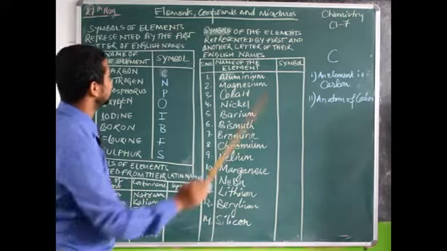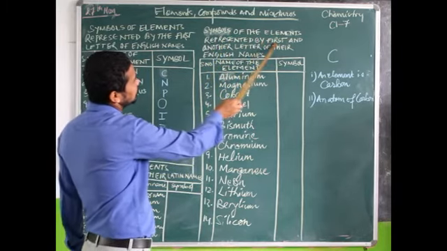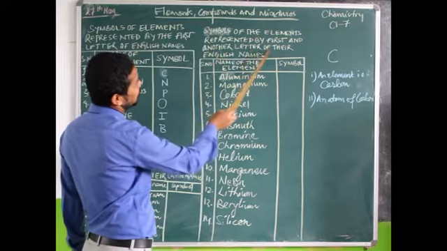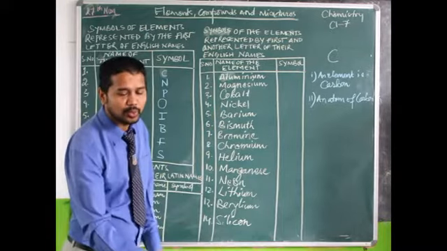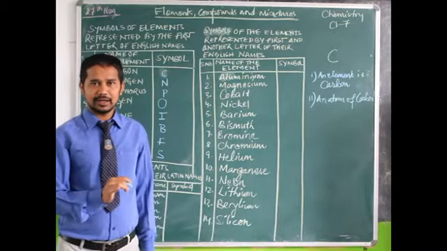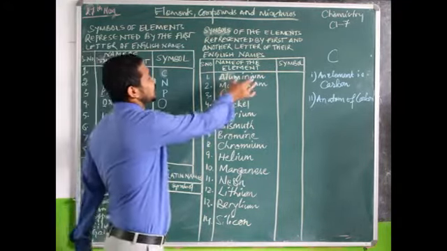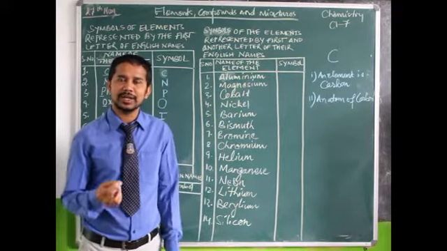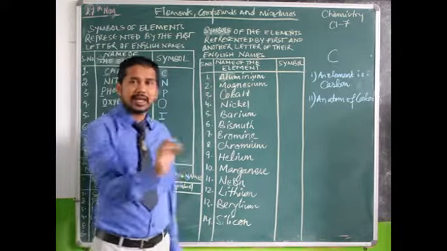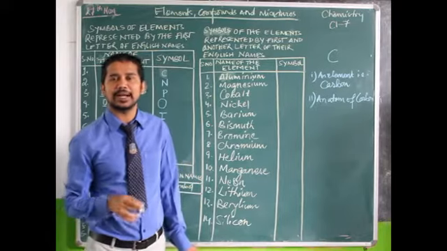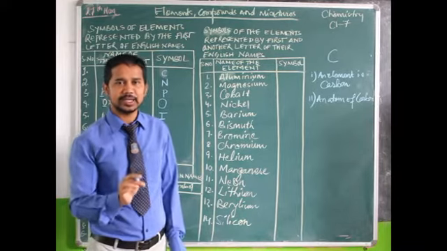Now, second type. Symbols of the elements represented by the first and another letter of their English names. Now here what we do? We write the first letter, that is compulsory, and then any other letter from the name. The first letter is a capital letter, and the other letter from the name we write in small letter. First letter has to be capital, second letter has to be small.